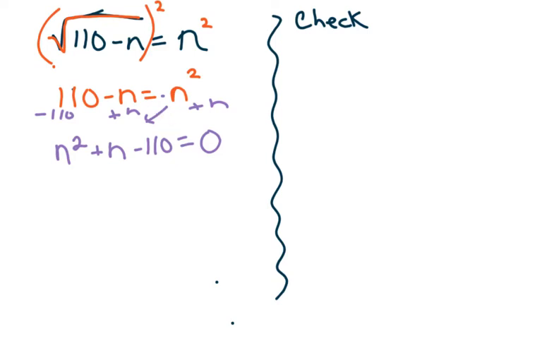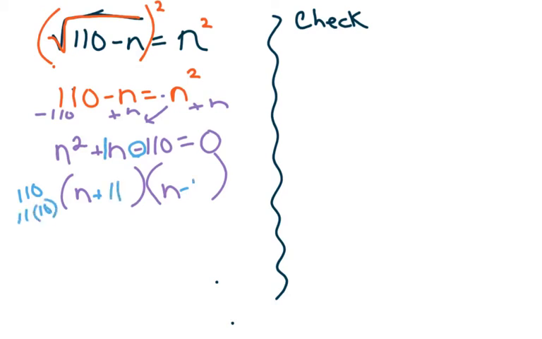So now I need to factor it. Remember, you're going to have your n. If this sign is negative, you're always going to have a plus and a minus, or a minus and a plus. Factors of 110 that add up to a positive 1. I believe that is 11 and 10. 11 needs to be positive.